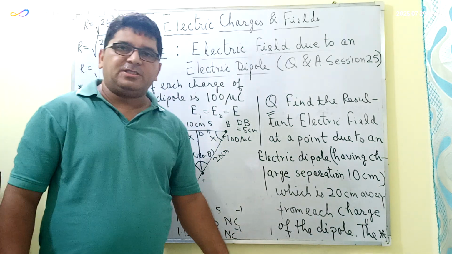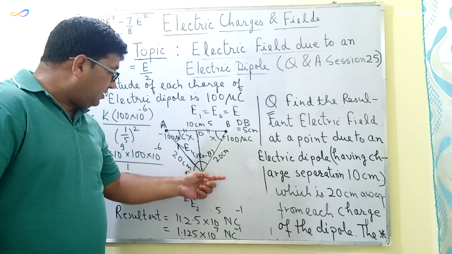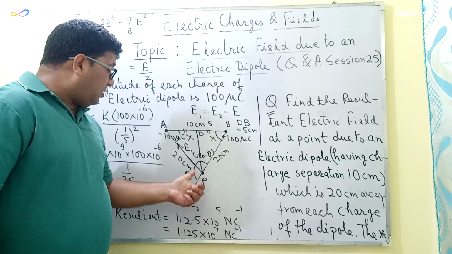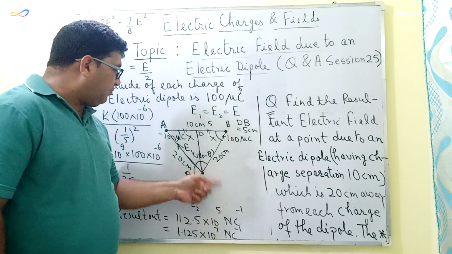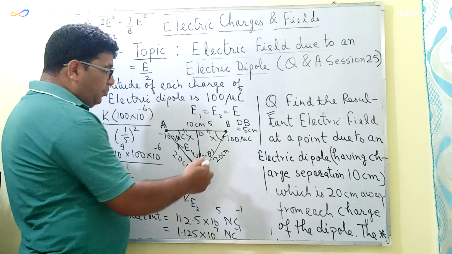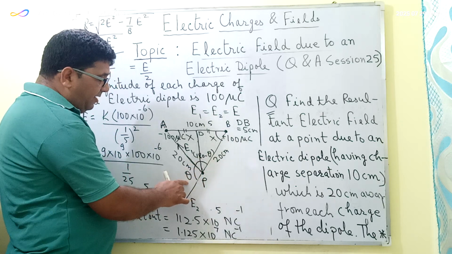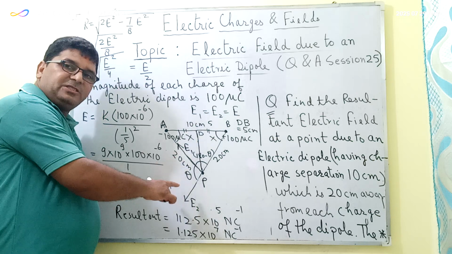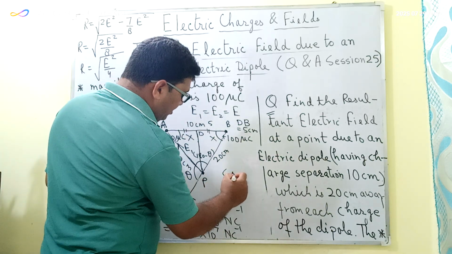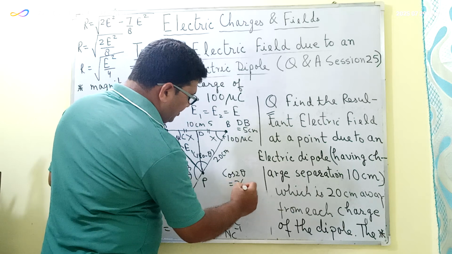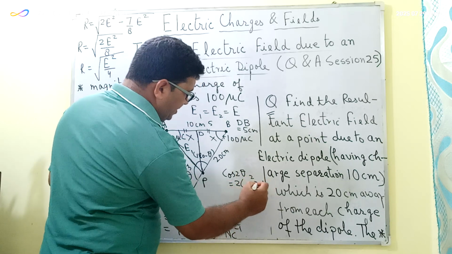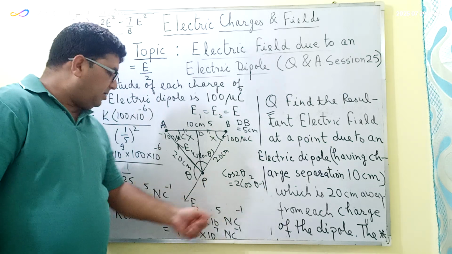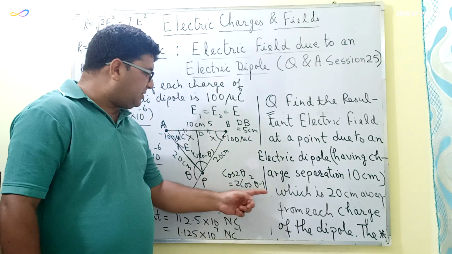So thank you very much for joining this session. In this session, the most important thing was the usage of the parallelogram law of vector addition, and the second important point was that we have to find the value of cos theta. For finding the value of cos theta, we have used the formula of cos 2 theta, which is equal to 2 cos square theta minus 1. This was the formula which we have used in order to find the value of cos theta. So these were the two important points with reference to this question.